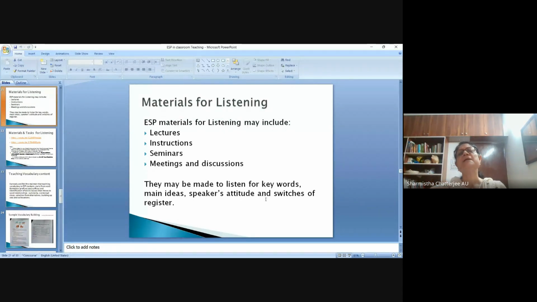And what can the children be made to listen to, or what can we listen to? Keywords, main ideas. You can introduce these before you play something. Speaker's attitude and switches of register. Speaker's attitude means the tone, the mood, the kind of approach towards you, whether it's respectful, disrespectful, whether it's a didactic attitude or a participatory attitude. Nowadays we talk of interactive learning. Therefore we ask the learners. The learners come with a baggage of their own understanding.